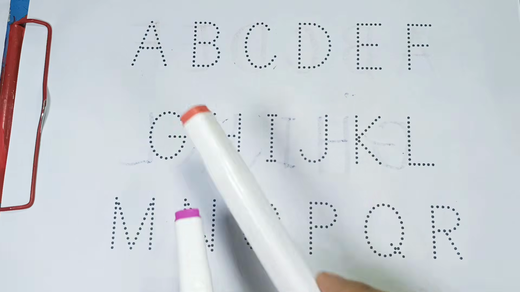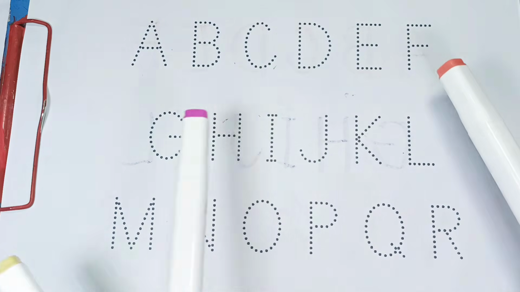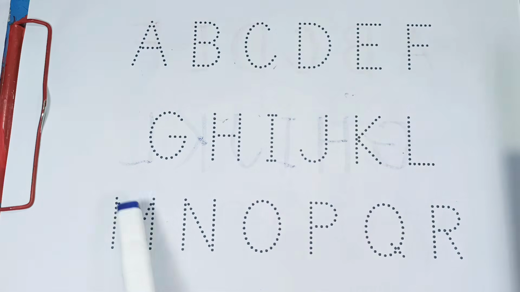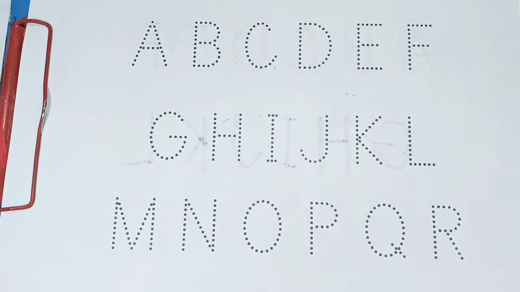Stay with us. A, B, C, D, E, F, G, H, I, J, K, L, M, N, O, P, Q, R. Now we're writing alphabets.